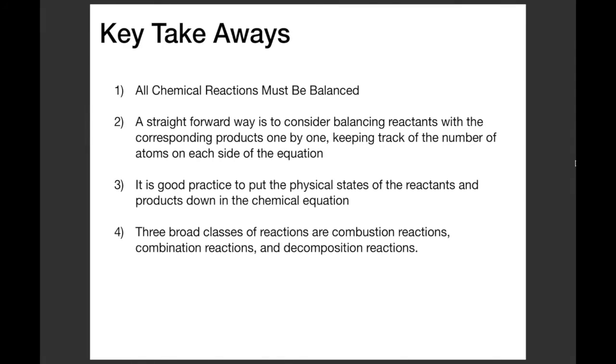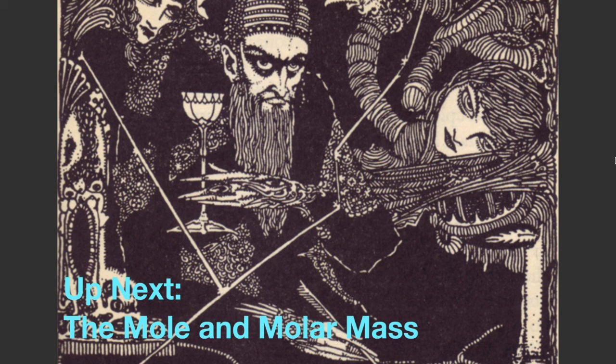And with that, we've reached the end of this video. The key takeaways are that all chemical reactions must be balanced. You are shown a straightforward method to balance chemical equations. A fully formulated chemical equation includes the physical states of the reactants and products. And 3 broad classes of chemical reactions include combustion reactions, combination reactions, and decomposition reactions. In the next video, we'll go over the concepts of the mole and molar mass.